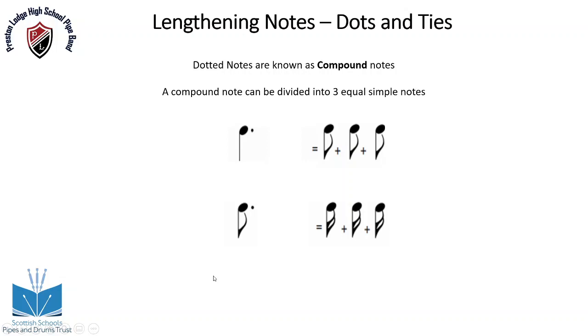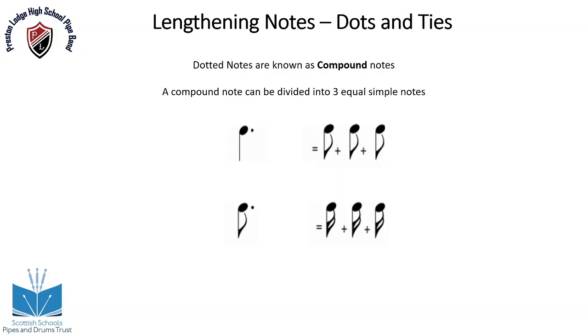Dotted notes are known as compound notes. So remember we said we had simple notes, or simple time, where the beat note can split in half. If it's compound time, it can split into 3 bits. And you might be thinking, oh, this is so confusing. Well, we've only got simple and compound time for now. That is it. We're not dealing with any other crazy types of time. This is it. Simple and compound time.